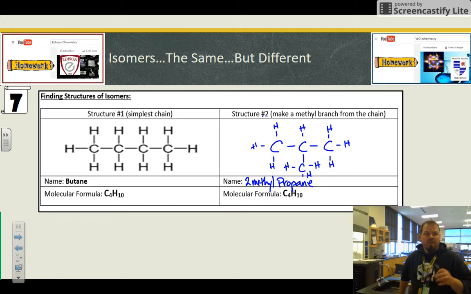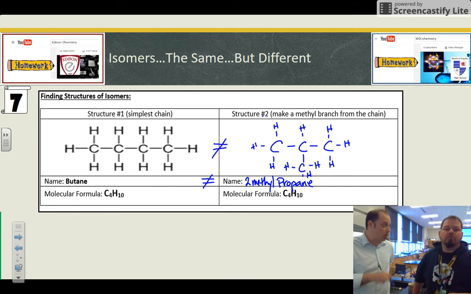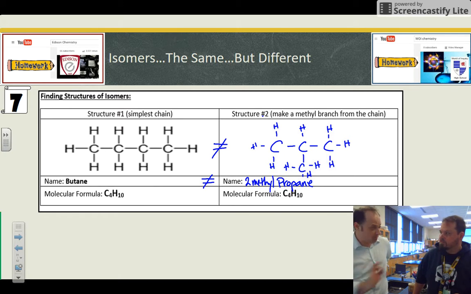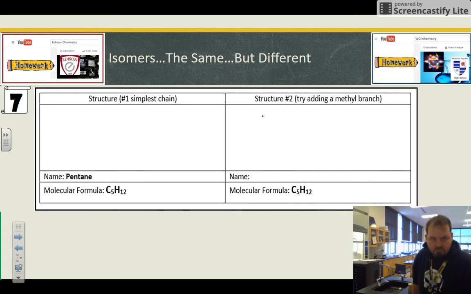So notice the name is drastically different from 2-methyl propane to butane. They're not the same name. No, they're not the same structure, they're not the same thing, but they are the same molecular formula, which makes them the key word of the lesson, isomers. Isomers. Iso means same.